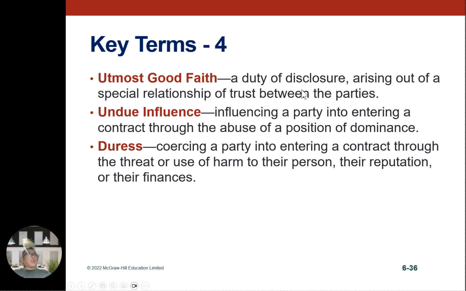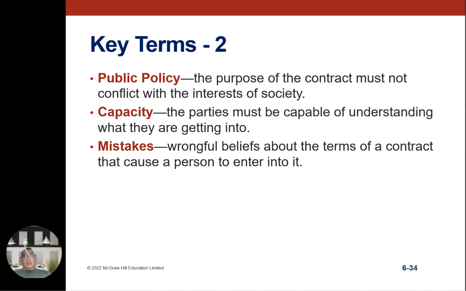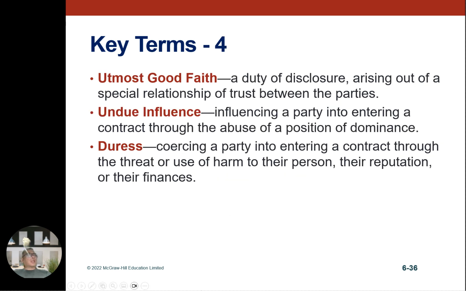And then utmost good faith is a duty of disclosure arising out of the special relationship of trust between parties. Undue influence is influencing a party into entering a contract through the abuse of a position of dominance. Duress means coercing a party into entering a contract through the threat of harm to their person, their reputation, as well as their finances. Those are the 4 key terms. There are 4 of them that you have to know. What are the key terms? Key term 1 here, slide 1, slide 2, slide 3, and then slide 4. These are the key terms that you need to know.